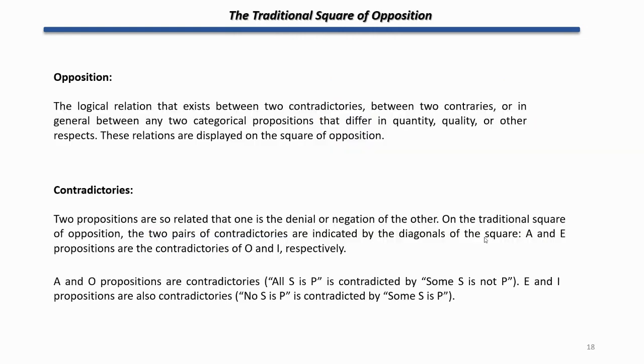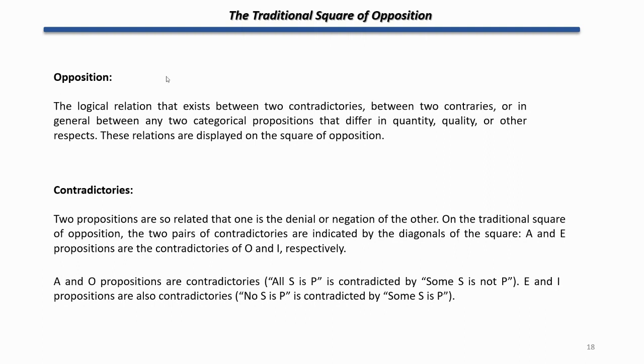Now there are other rules, or other relationships, between these propositions. For that we need to know a few more things, that is opposition. That is basically called the traditional square of opposition. The first term we need to know is opposition.